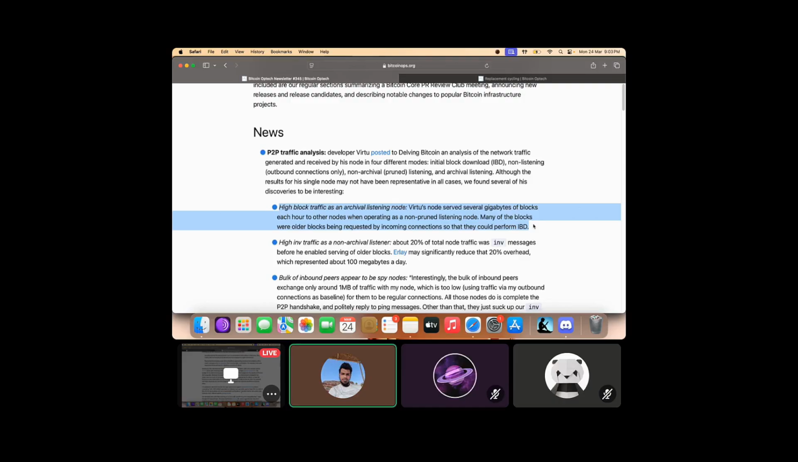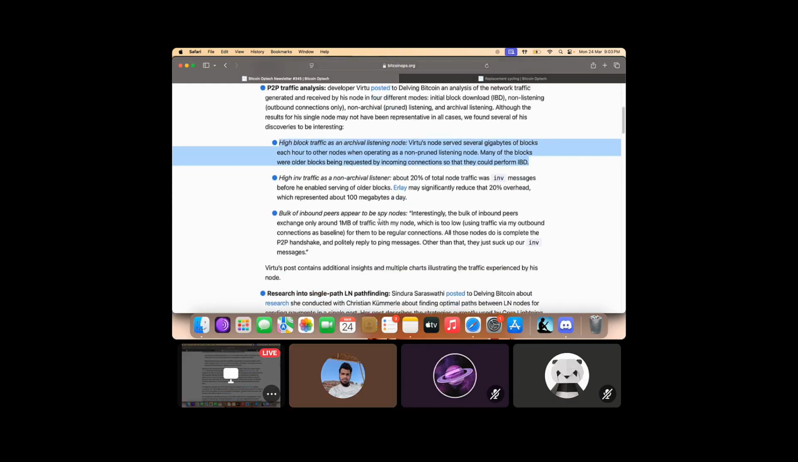This was the first observation that they made when they were running an archival listening node. So if any of you are running an archive, you will have to invest computational power, that is bandwidth of lots and lots of gigabytes every day, to cater to the needs of your peers that are bootstrapping their nodes.